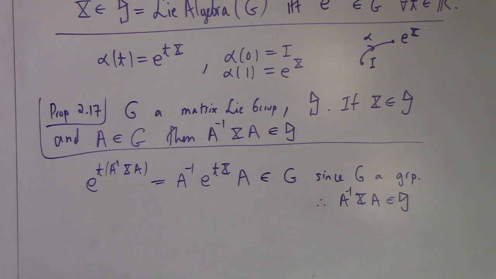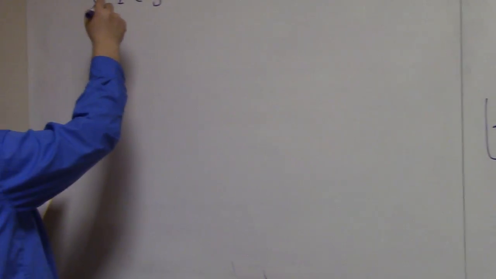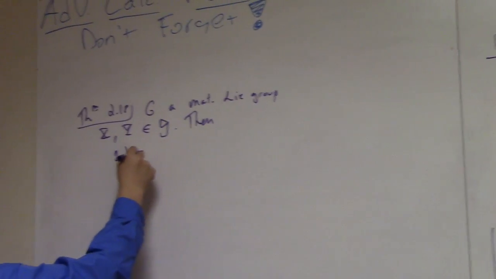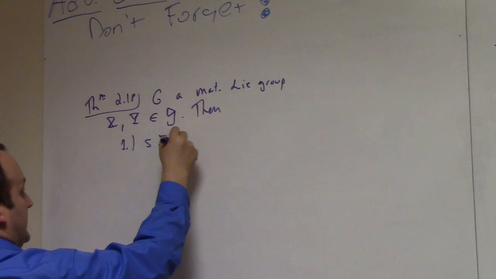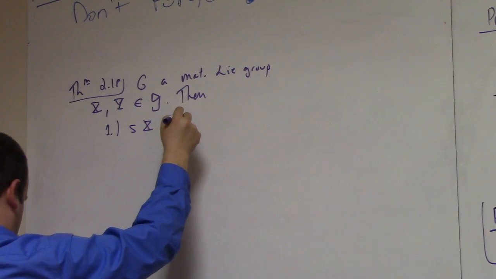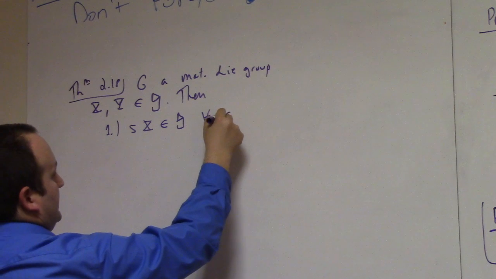So theorem 2.18 says for G a matrix Lie group, if you have X and Y in frak G, then number one, s times X is an element of frak G again for all s in the reals.